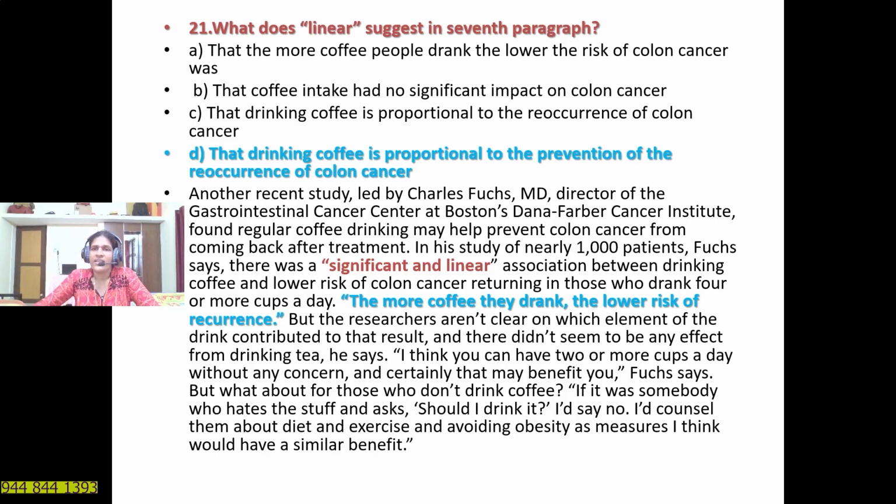Let us go there. It is said, there was a significant and linear association between drinking coffee and lower risk of colon cancer returning in those who drank 4 or more cups a day. The more coffee they drank, the lower the risk of recurrence. That's a linear relationship he talks about. Drinking coffee is proportional to the prevention of recurrence of colon cancer. That means the more coffee they drink, the less the risk. This is about a lexical question and it is very simple to understand.